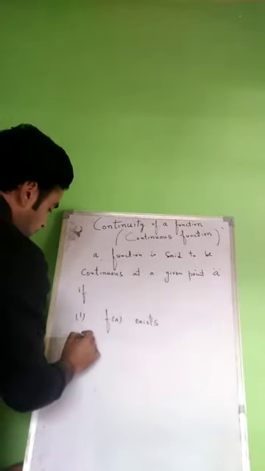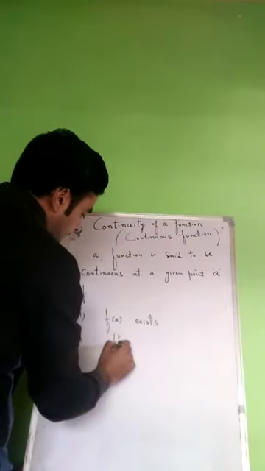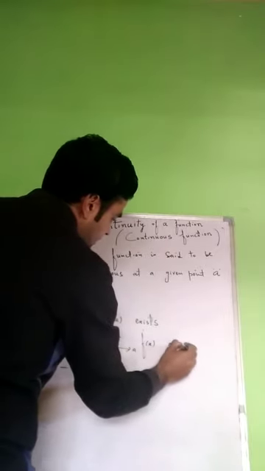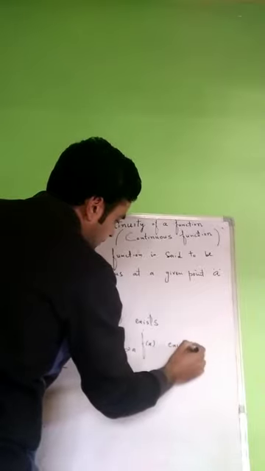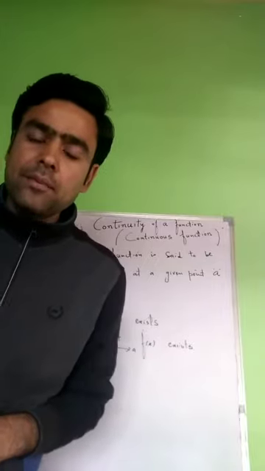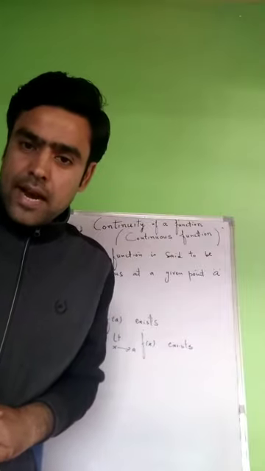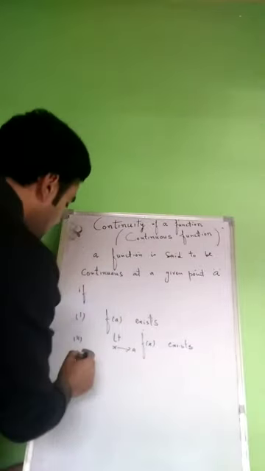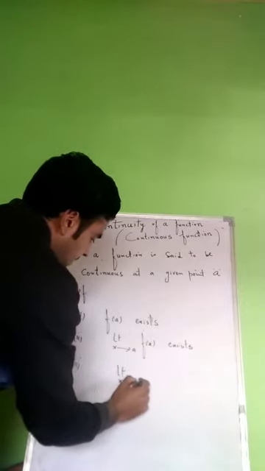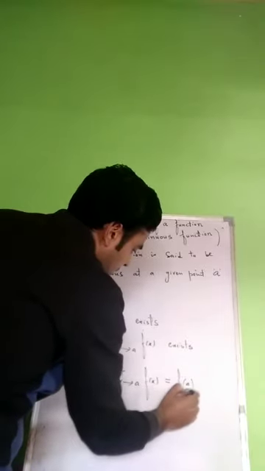Number two, limit x tends to A, f of x exists. That is, the value of the function at the given point exists, and also the limiting value exists at that point. Number three, the limiting value must be equal to the value of the function.